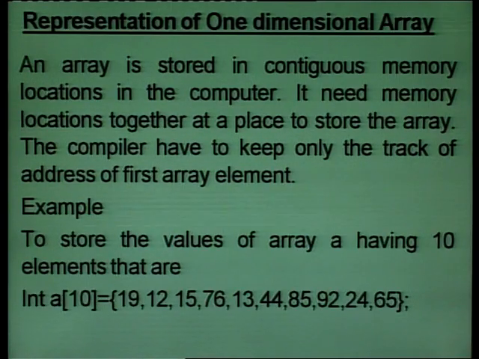For example, to store the values of an array having 10 elements, that is int A[10], it has various values 19, 12, 15, 76, 13, 44, 85, 92, 24 and 65. These all values are stored in the A array containing the 10 different elements.